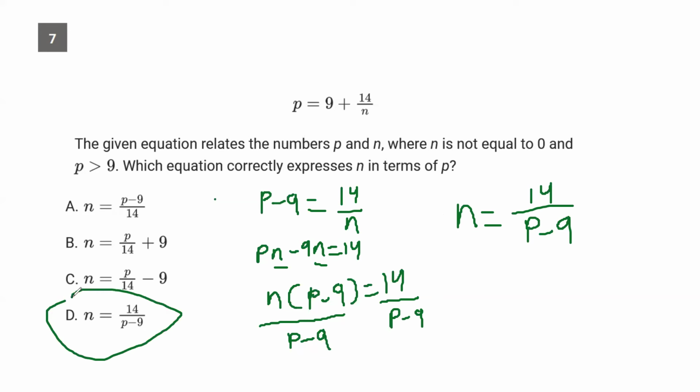Now, common errors you could make, right, is subtracting the 9 from 14 first, then getting 5, or dividing by 14, flipping things. But doing it step by step, you'll slowly get n by itself. And I think the tricky part is that n starts as a denominator. Whenever that happens, it feels a little more daunting.